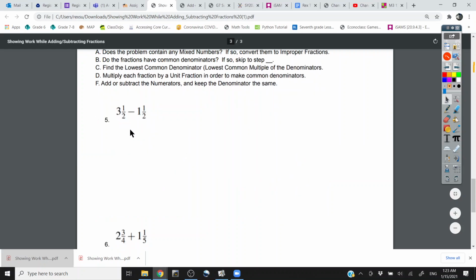And if you look, now I give you some mixed numbers. So does the problem contain mixed numbers? Yes, it does. Convert those first. Then go on to B and C.